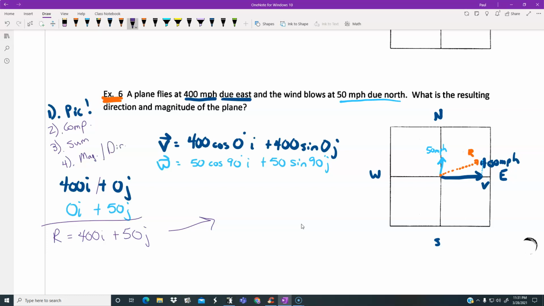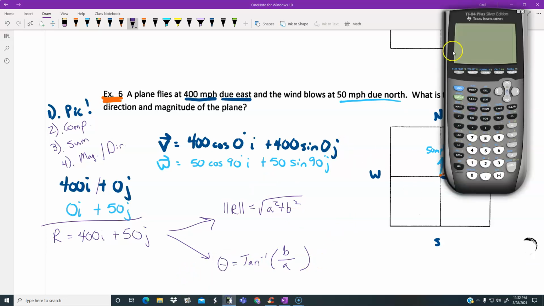Those are the two things we come up with at the end. The magnitude of the resultant vector would be the square root of a squared plus b squared, and the direction would be theta equals the inverse tangent of b over a. Now, drawing a little picture here will help you recognize it is in the first quadrant, so I don't think we're going to have any problems with that.